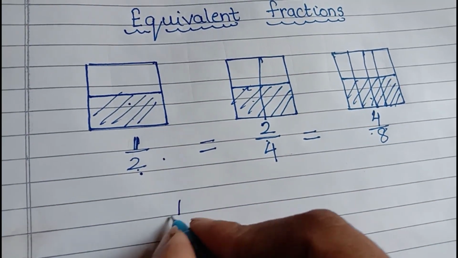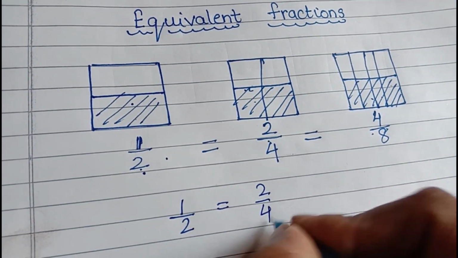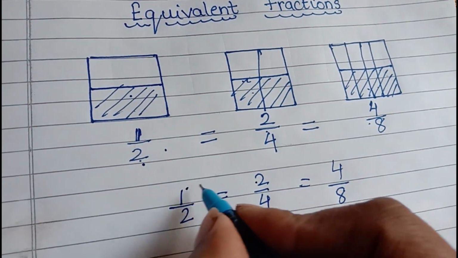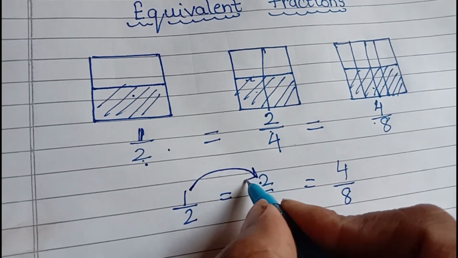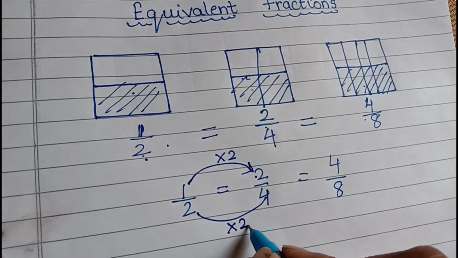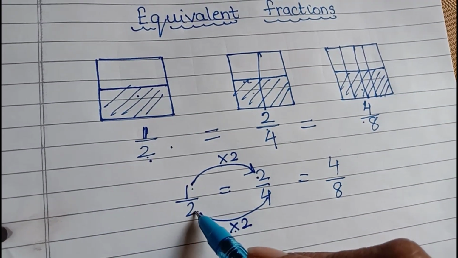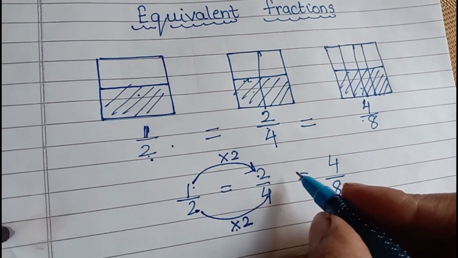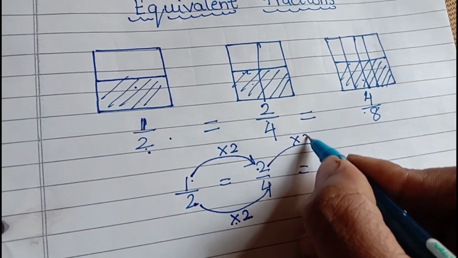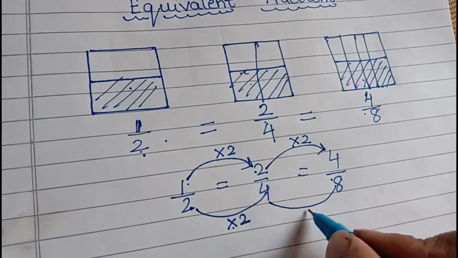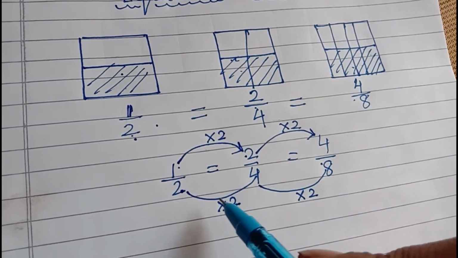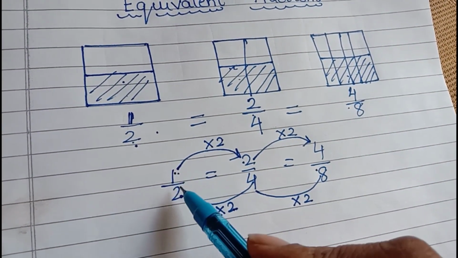Now tell me, if I say 1 by 2 equals 2 by 4 equals 4 by 8, तो how are they changing? 1 को 2 बनाने के लिए आपने क्या किया? You multiplied by 2. और 2 को 4 बनाने के लिए क्या किया? Multiplied by 2. So here I multiplied 1 and 2 by 2. Now you observe these two. तो 2 को 4 बनाने के लिए क्या किया आपने? Multiplied by 2. And 4 को 8 बनाने के लिए क्या किया? Multiplied by 2.